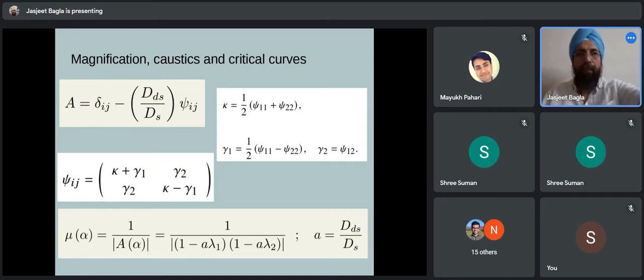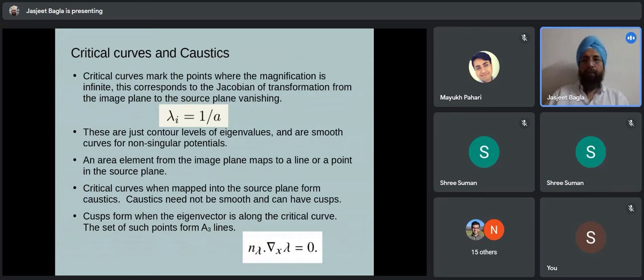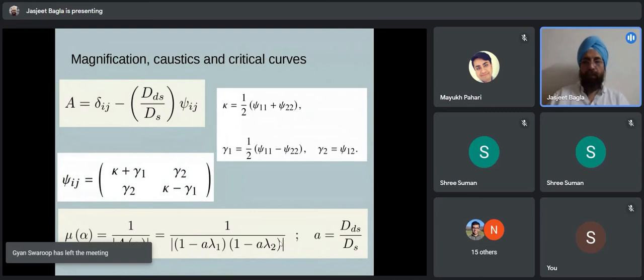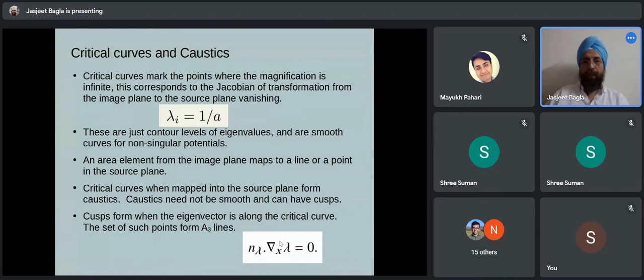These are lines of infinite magnification, but since all the sources have a finite size, the actual magnification is always finite. So we can define something called critical curves, which are contours of eigenvalues. Whenever the bracket 1 minus A lambda 1 or 1 minus A lambda 2 goes to 0, that is the critical curve. I'll show you examples in a short while. When we map these critical curves to the source plane, which is where the source is sitting, these simple contours can often take a very complicated shape, and these are called caustics.